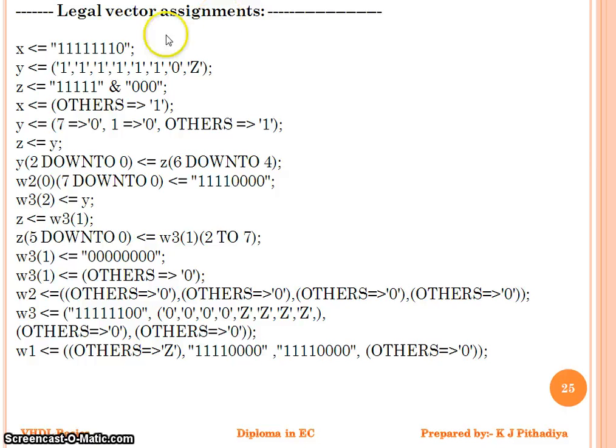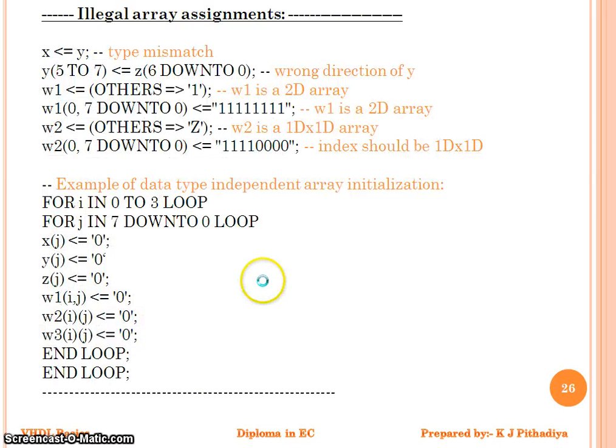Now legal vector assignment. X can be defined as an 8-bit signal, y also can be defined as 8-bit. Here we can define a single bit within single quotes. Now in double quotes 5 bits and 3 bits in another quote, and we can concatenate them, so totally it will get 8 bits. X others assigned to 1, so these are the legal assignments we can see, w3, w31 and all this.